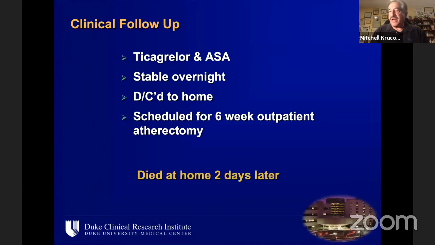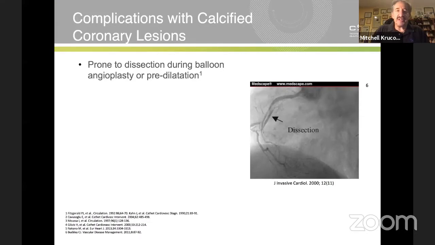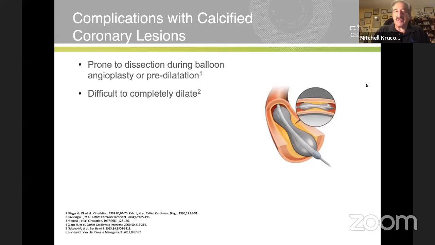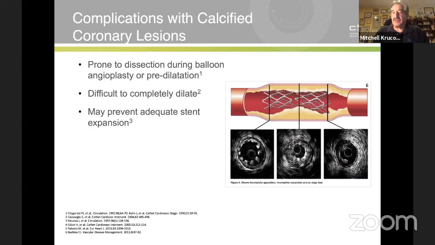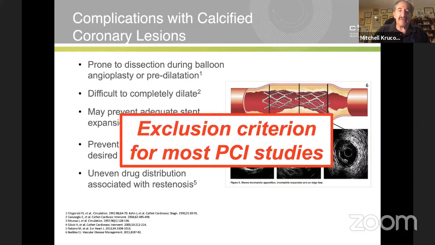So this is the world of calcium, where I think we all probably have individual experiences we can share. Calcified lesions may be prone to dissection. They may interfere with our ability to restore a full lumen as we would like to see it. They may prevent adequate stent expansion, and they may play havoc with getting a stent even just to the lesion that we'd like to. And in a drug-eluting stent era, we have to realize that it's the surface of the stent that delivers drug, and if the surface is not evenly delivered, neither is the drug delivery.